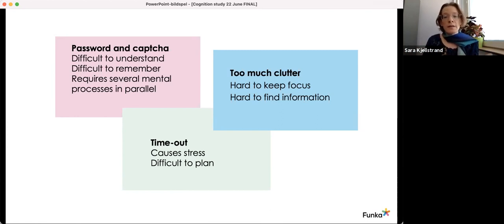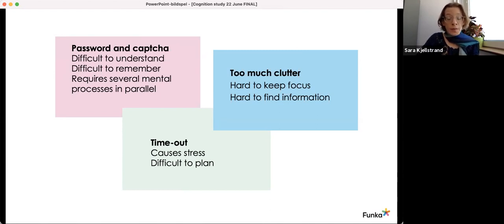And of course, the timeout causes stress, and it's also difficult to plan. For example, if you are in the middle of a process of booking a ticket, and then all of a sudden you need to go get your bank card and you have 5 minutes to do it. If you don't know in advance that there is a timeout and how long the timeout is, then this is a major cause for stress.